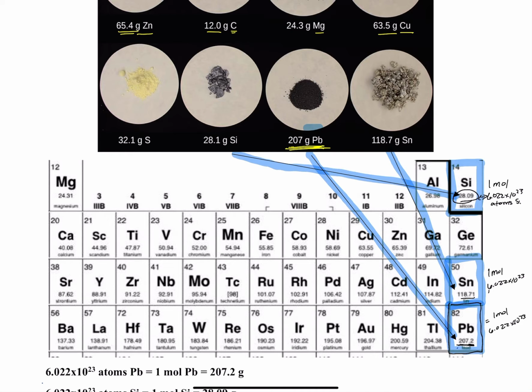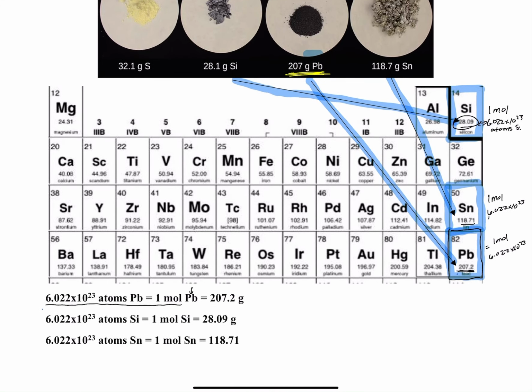So that means that we have some new relationships that we can use for factor label. Yes, you can say that this many atoms is equal to a mole. You already learned that. But now you can use the periodic chart. You've just got to find the right symbol. But you can use the periodic chart to say that a mole of something is equal to a gram of something. And you can use that in your conversions.